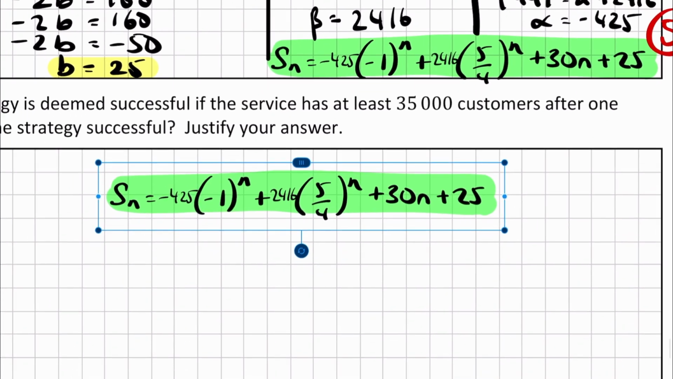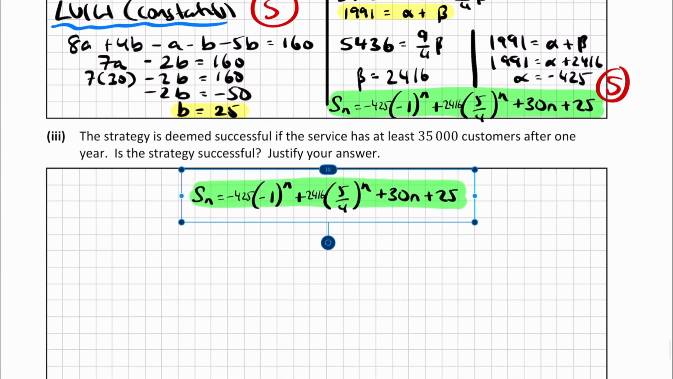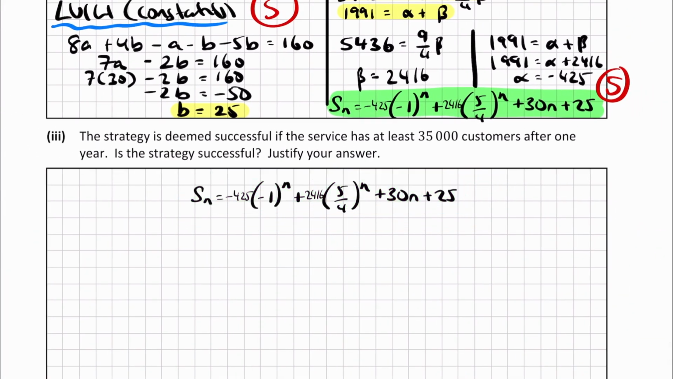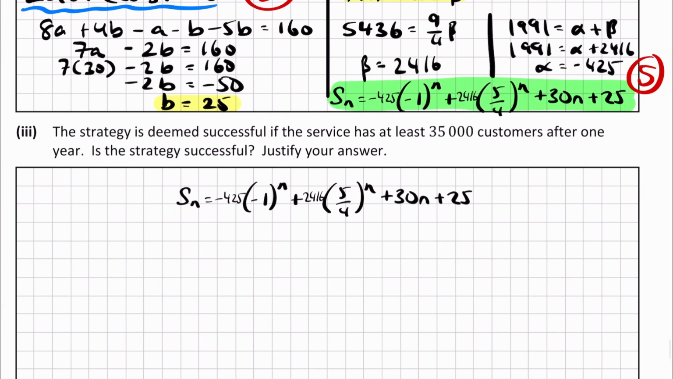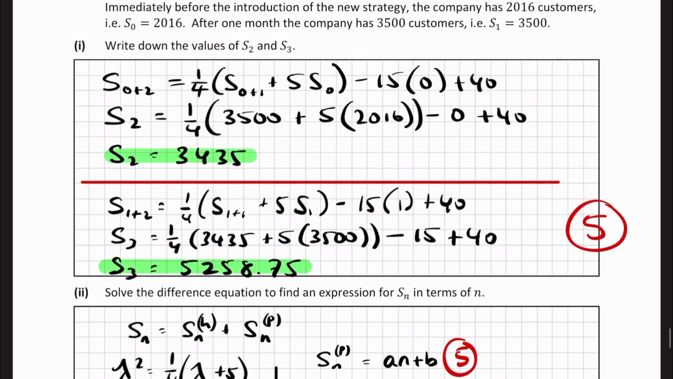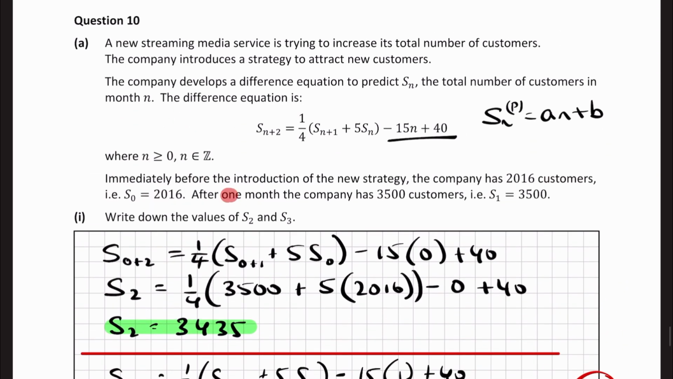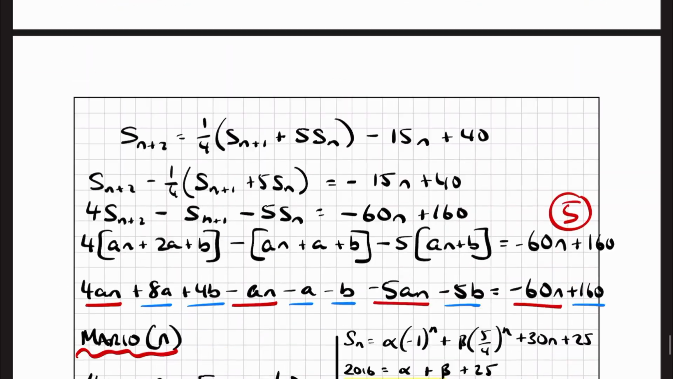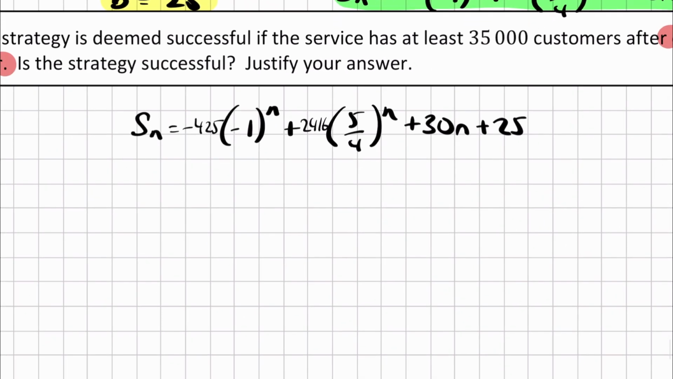Okay, but I need to have a check and read the question carefully and watch for any little tricks the examiner might have. And the big trick is it says 1 year. So a lot of people will plug in the number 1, but we go back up here and we have to check. After 1 month, the company had this many customers. So what I need to do is not plug in the number 1, but in fact plug in the number 12, because there are 12 months in the year.